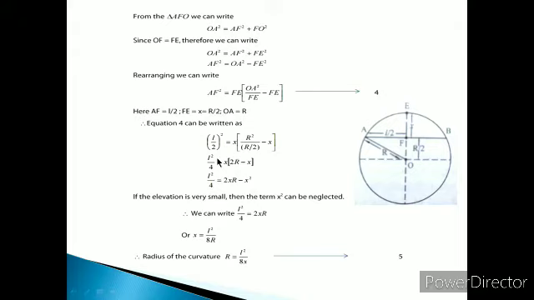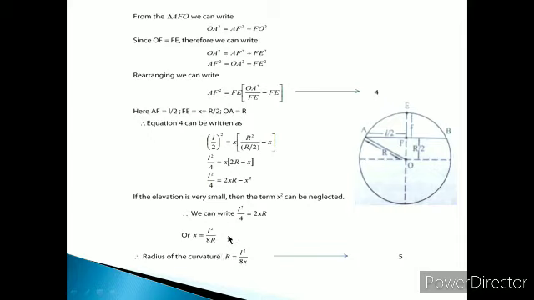On simplification, L square by 4 is equal to x into (2R minus x), or L square by 4 is equal to 2xR minus x square. If the elevation is very small, then the term x square can be neglected, because x is small and x square is still less, so we neglect the x square. Therefore, we can write L square by 4 is equal to 2xR, or x is equal to L square by 8R.